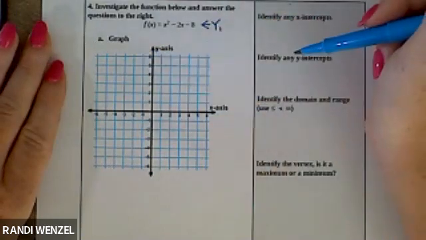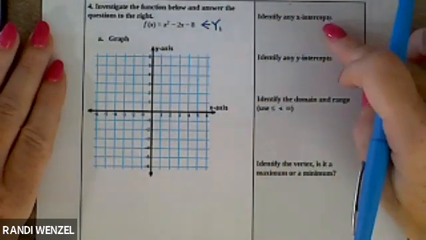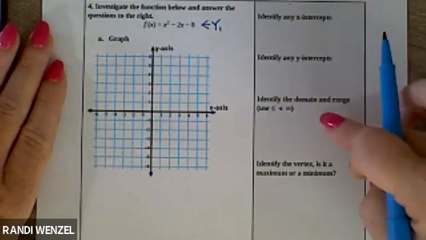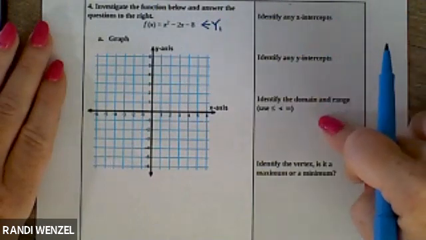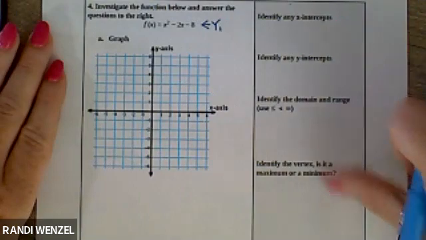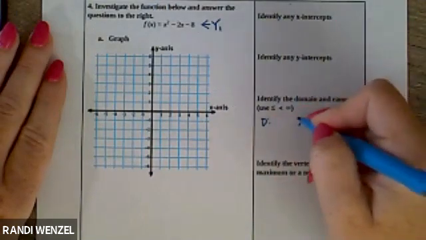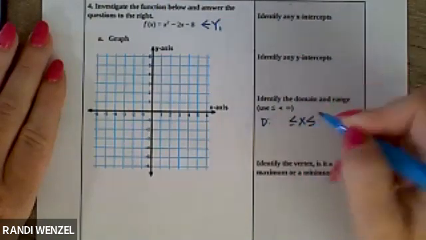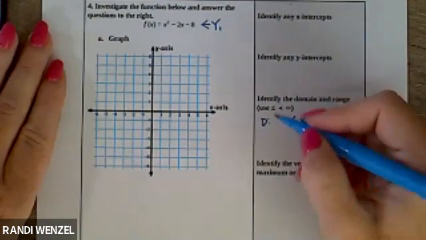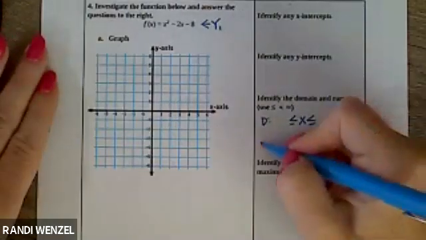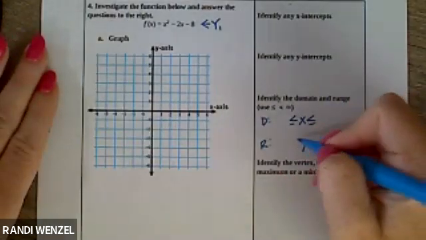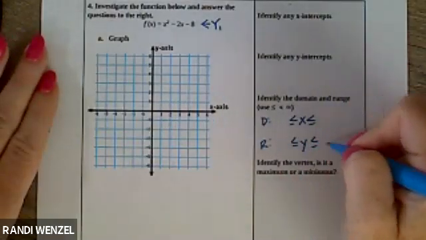After you've made an accurate graph, then you want to go through and see if you can identify these key points, identify the domain and range, and identify the vertex. Remember, when you write your domain, we're talking about x's. So your lowest x to your highest x. Remember, x's are left and right. And your range is your possible y's. So your lowest y to your highest y.